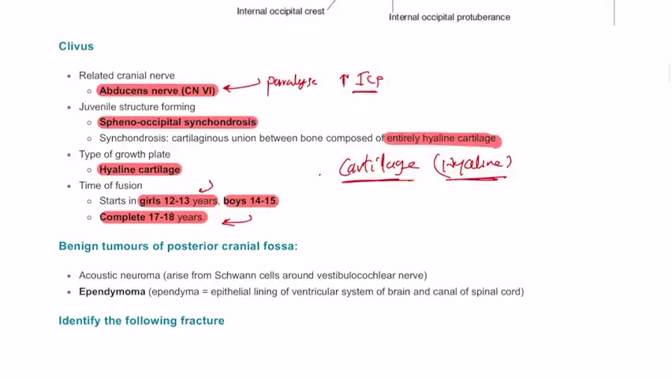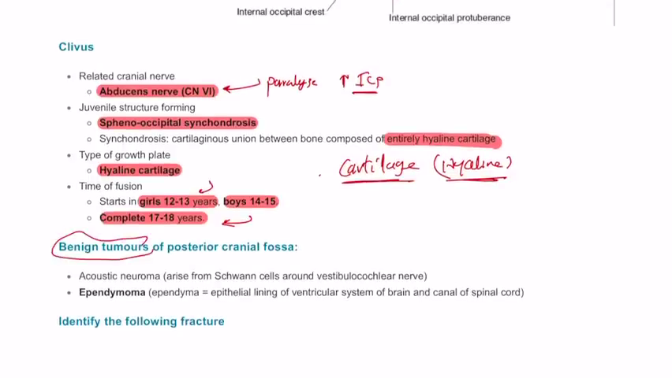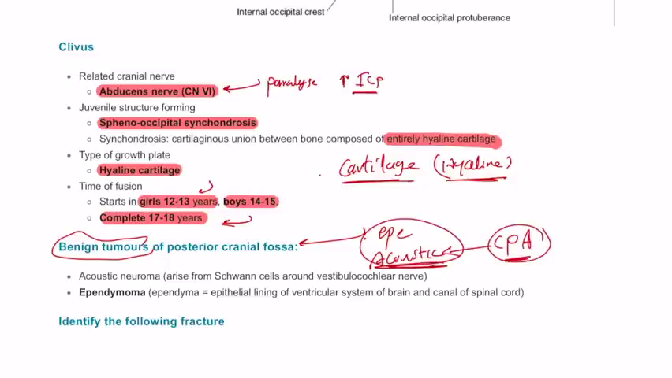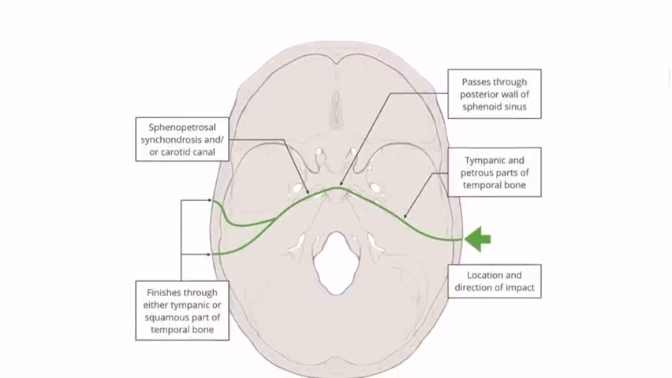Okay. For the benign tumors of the posterior cranial fossa, you will have the ependymoma and acoustic neuroma. Obviously these are the tumors of the posterior cranial fossa, with acoustic neuroma specifically being a cerebellopontine angle tumor, and it is the commonest one.